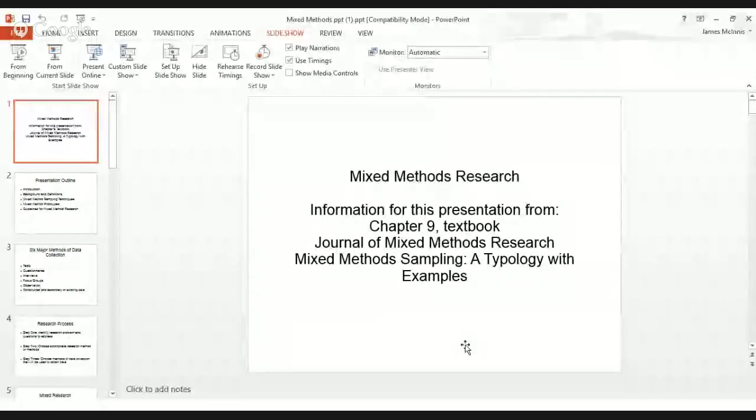Okay, so we have an article on mixed methods research. This goes hand in hand with Chapter 9 in our textbook. The article that we got was from the Journal of Mixed Methods Research, and it was entitled Mixed Methods Sampling: a Typology with Examples. We're going to be looking at the background and definitions contained within the article and within the textbook, mixed methods sampling techniques, mixed methods prototypes, and of course guidelines for mixed methods research.